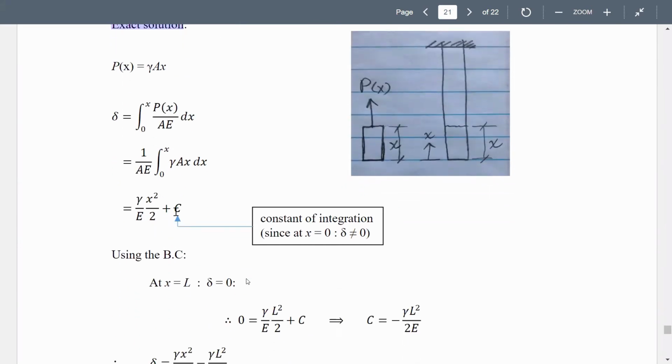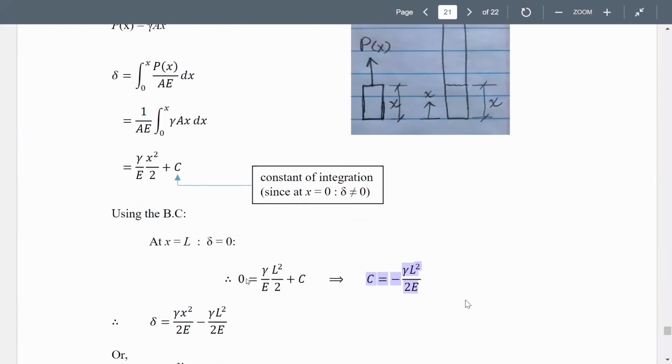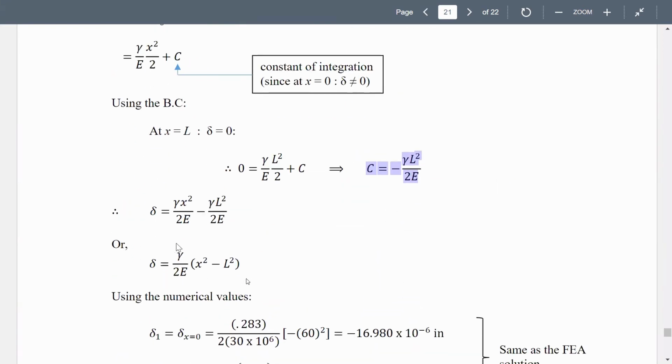Now applying boundary conditions, we are measuring X from here. So when X is L, displacement is 0. So here put X is L, displacement 0. If we do this, at X equals L displacement 0, we find our constant of integration here, and when we plug it back into this one, our displacement is this. Displacement is given by this function.